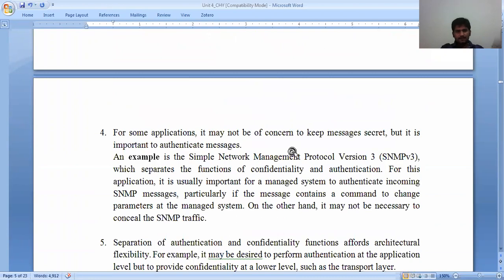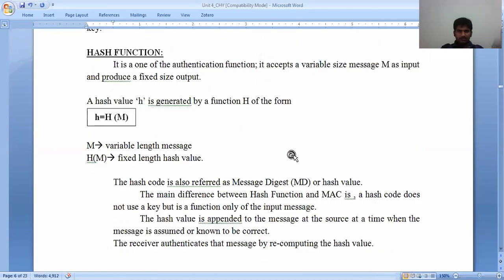Then another one is about the hash function. This is another important thing here. It is one of the authentication functions which accepts variable size messages. So that is a very, very important thing.